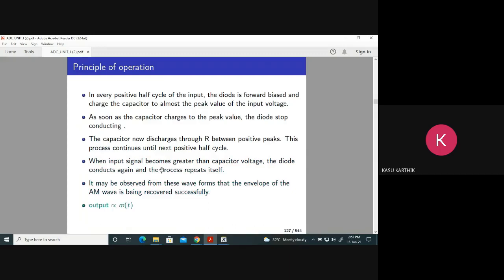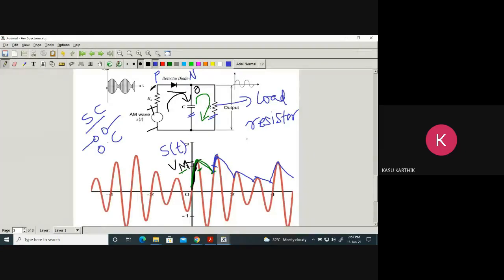Now the output is proportional to m. So this is the operation of the envelope detector, charging and discharging of the capacitor. During the positive half cycle, the capacitor charges. During the negative half cycle, the capacitor discharges. So more or less you get the envelope of the given signal. But I told you, this charging should be moderate. Discharging should be moderate.